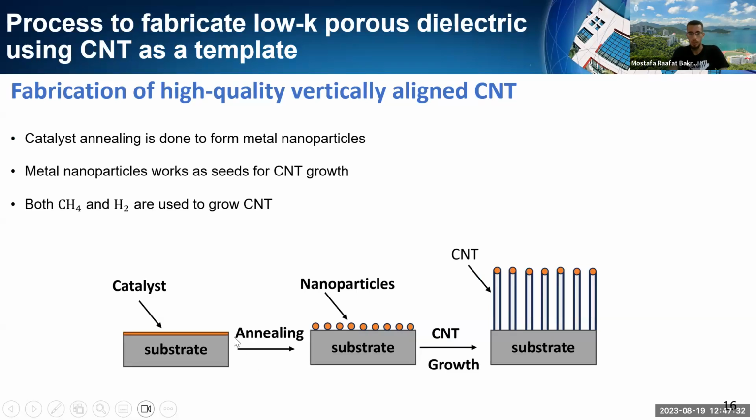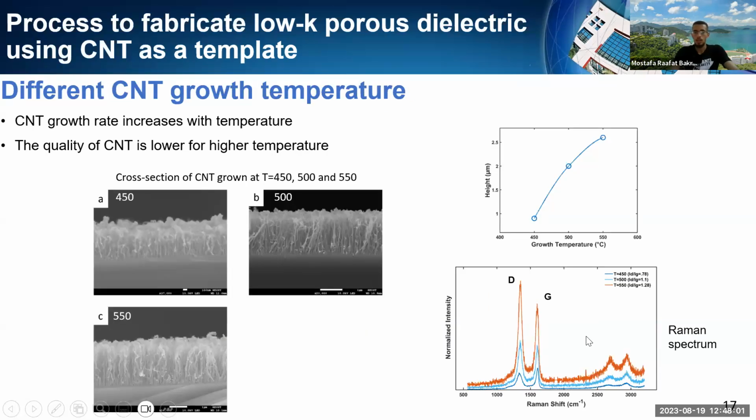First, we deposit the metal catalyst on top of the substrate, and then we anneal the catalyst in a hydrogen environment at a specific temperature to form these metal nanoparticles as shown here. And finally, we use CH4 as a carbon source in addition to hydrogen to grow the CNT, and these nanoparticles work as seeds for the CNT growth as shown here.